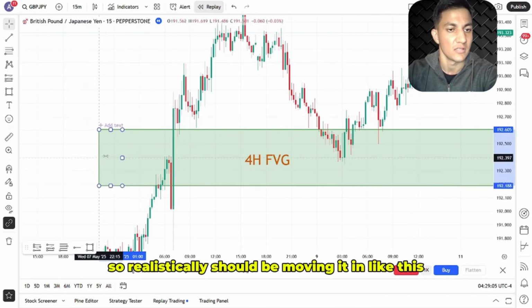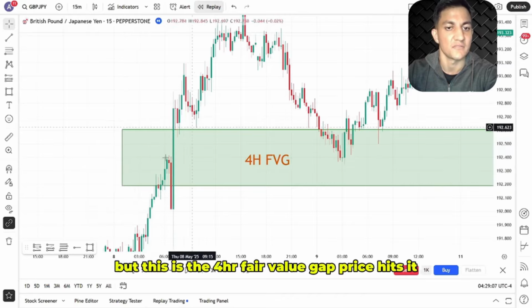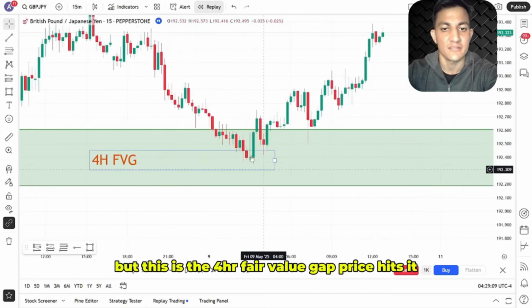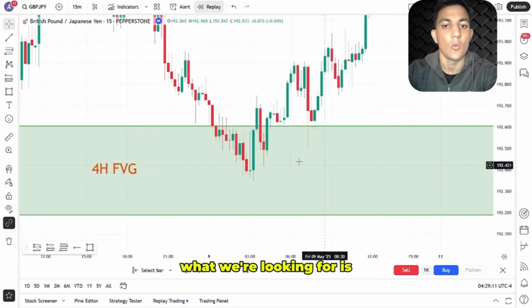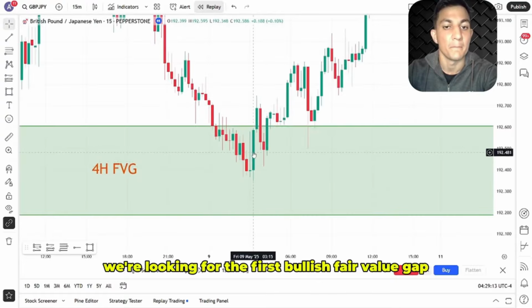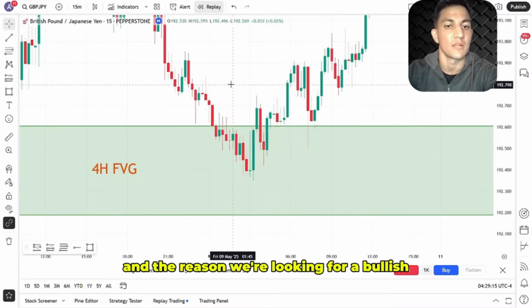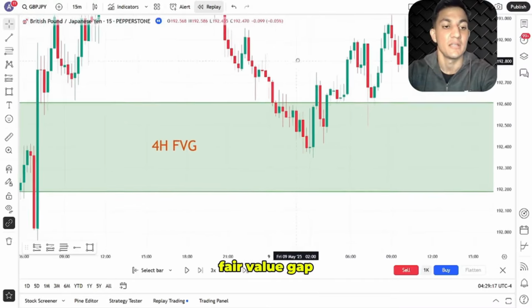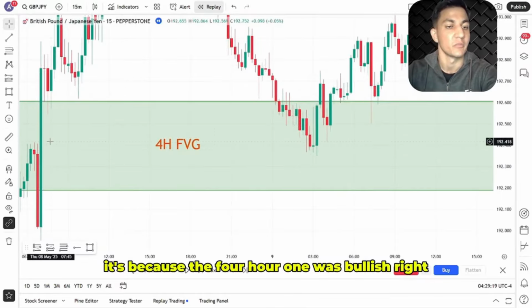So realistically, I should be moving it in like this. But this is the 4-hour fair value gap. Price hits it, and if you remember for the strategy, what we're looking for is the first bullish fair value gap that forms, right? And the reason we're looking for a bullish fair value gap is because the 4-hour one was bullish, right?